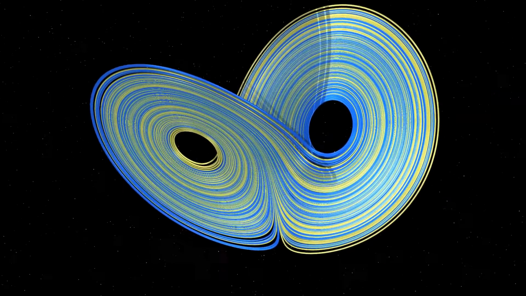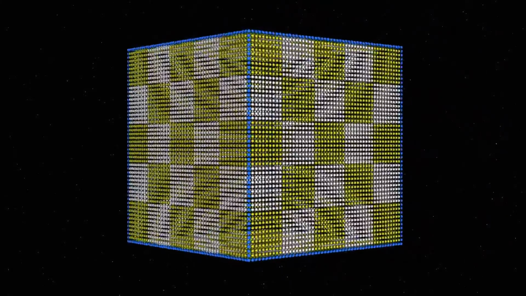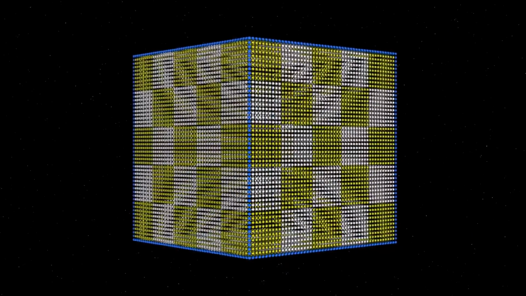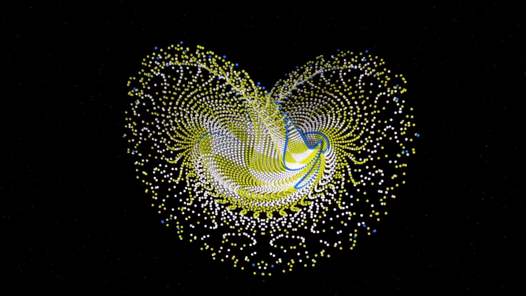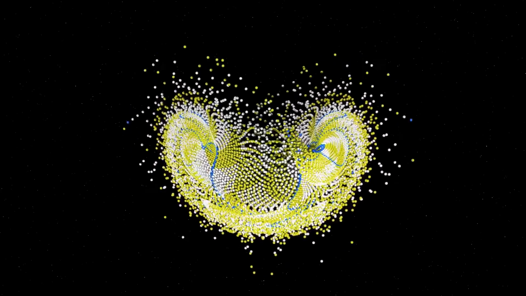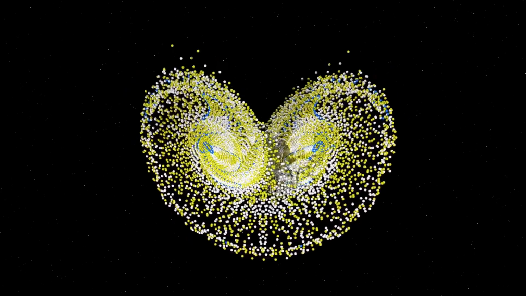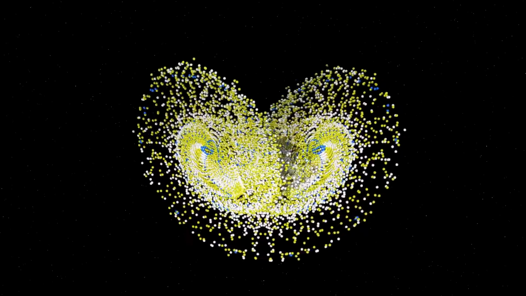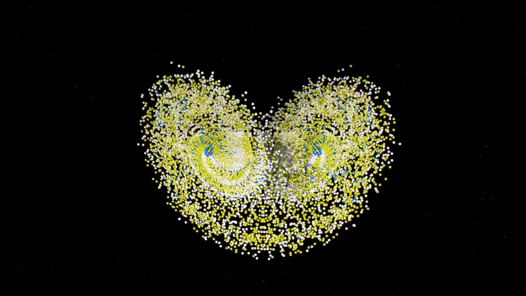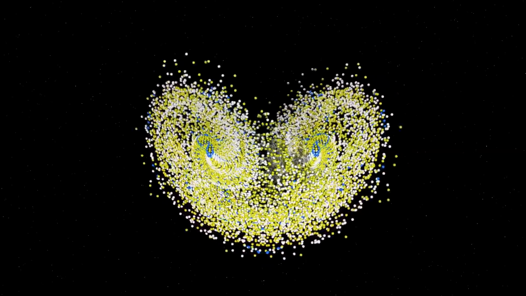Instead of observing just two trajectories, let's look at many more. Look at all these balls, each one of them representing a simplified atmosphere. After a while, they all accumulate on the same butterfly. A very nice object that we can admire endlessly.